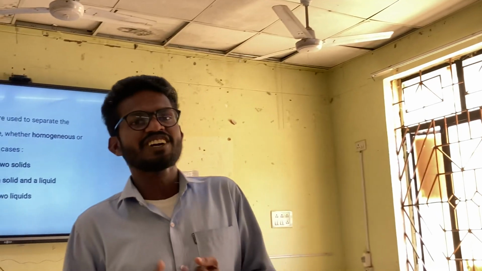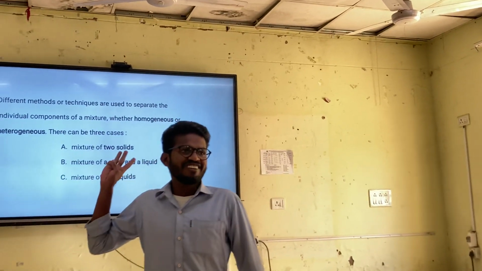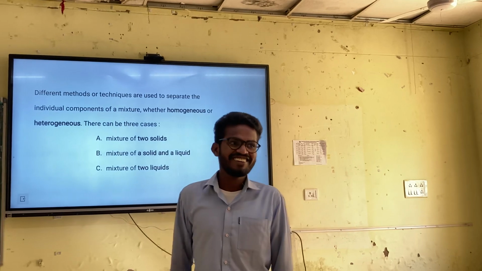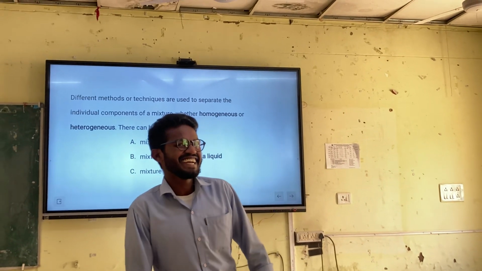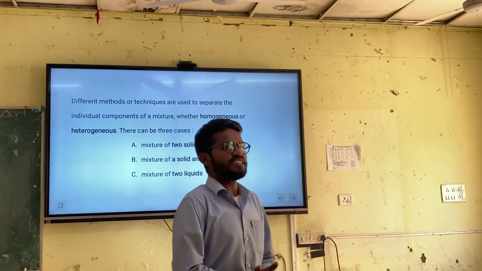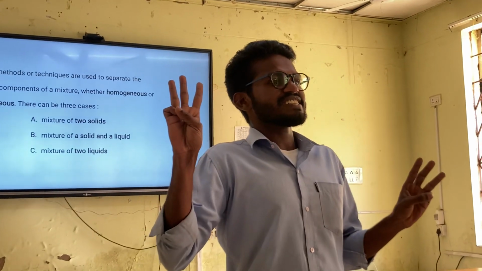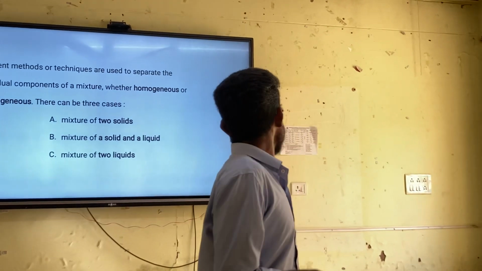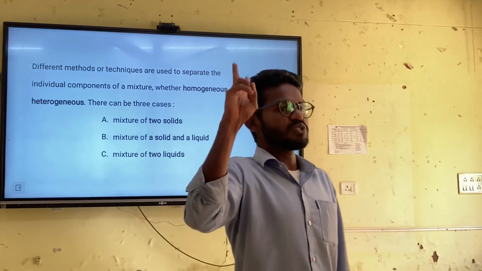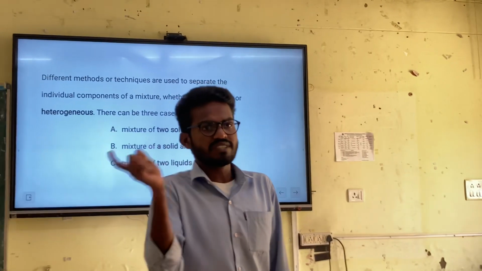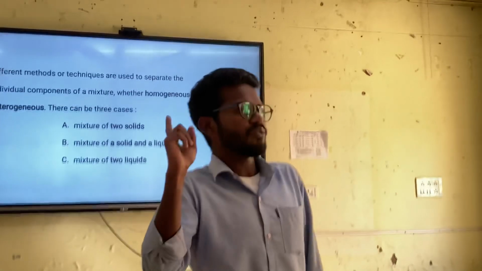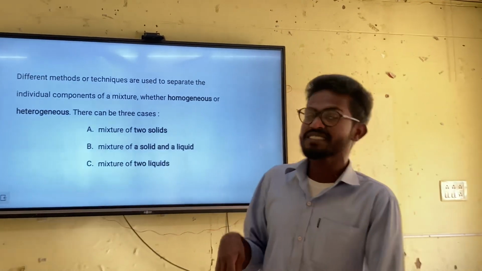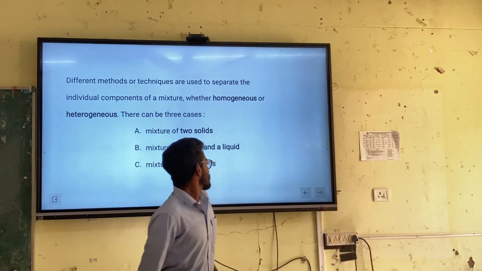There are two kinds of mixture, homogeneous and heterogeneous. There are three cases in which we can separate. The first case is two solids that we have to separate. The second case is one solid and one liquid. And the third case is two liquids. So we will see.